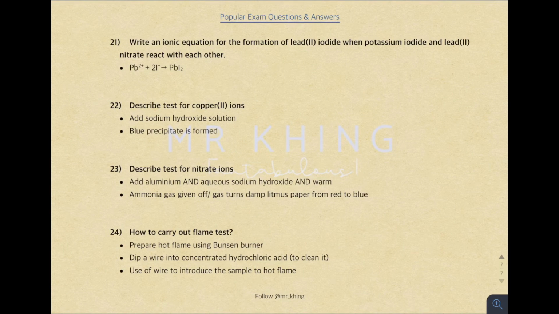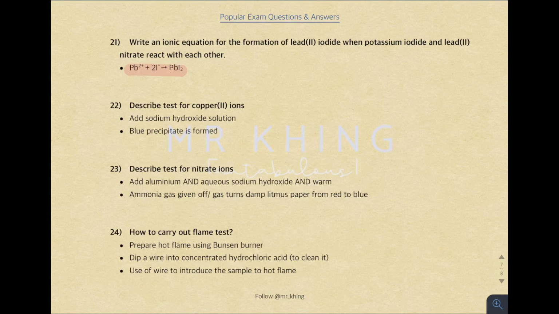Next one, ionic half equation. Remember, whenever they ask about an ionic half equation, it is always the ionic equation of the precipitate. So it's basically just identify the precipitate and then write the ionic equation for the precipitate. You know that the precipitate is lead 2 iodide. So this will be the half equation.